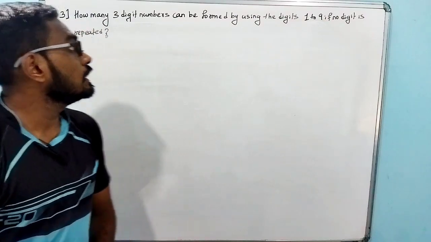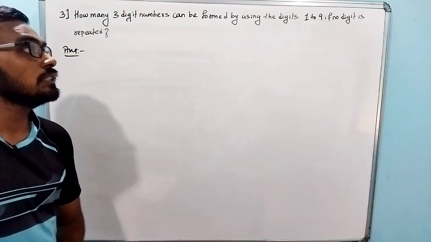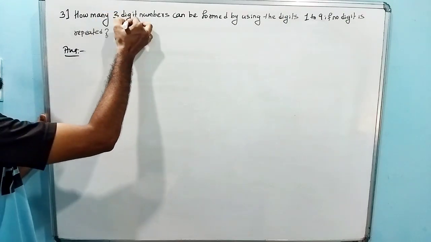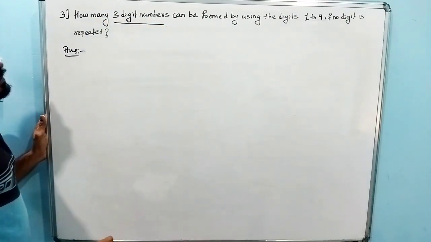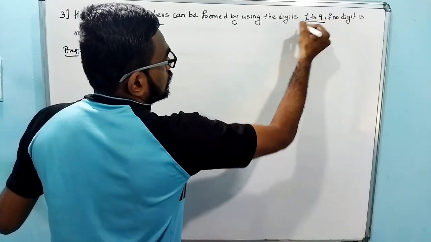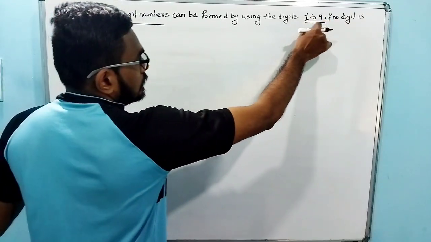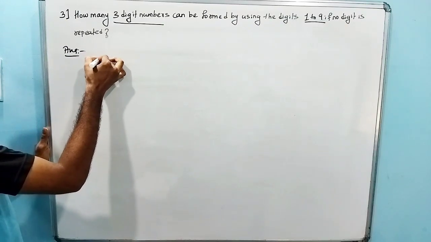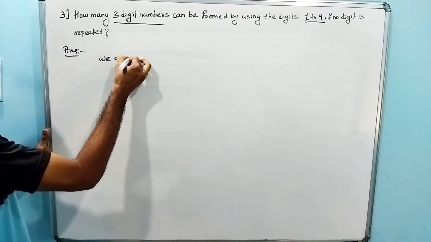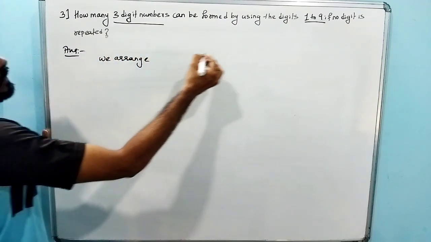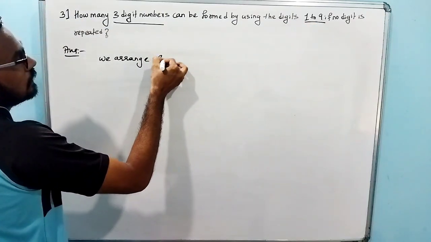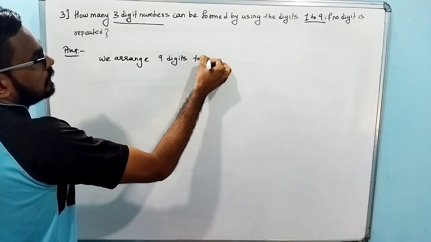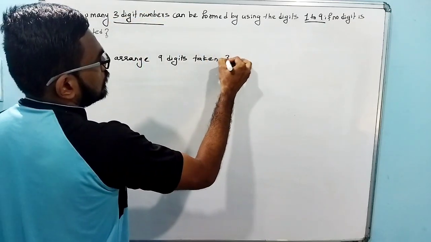Okay, next, how many 3-digit numbers can be found by using the digits 1 to 9 if no digit is repeated? So we have to form 3-digit numbers from the digits 1 to 9, okay. So total 9 digits are there and you have to form 3-digit numbers. That is, we arrange 9 digits taken 3 at a time, okay.